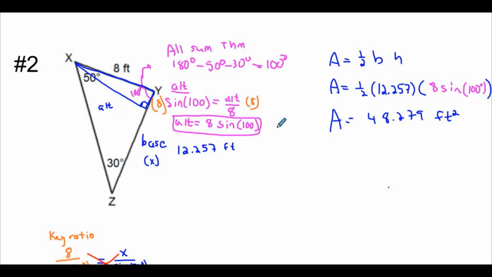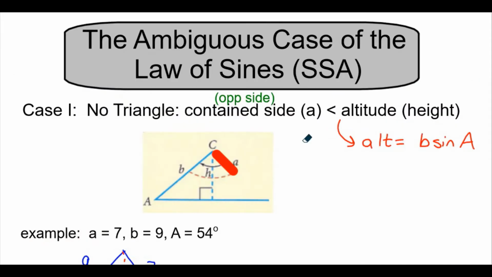All right, so now that we've learned how to do altitude and learned how to do something with it, we're now going to move on to the law of sines ambiguous case. There are many cases to the ambiguous case of the law of sines. First, what is the ambiguous case of the law of sines? If you are given two sides followed by an angle, that is what's considered the ambiguous case.